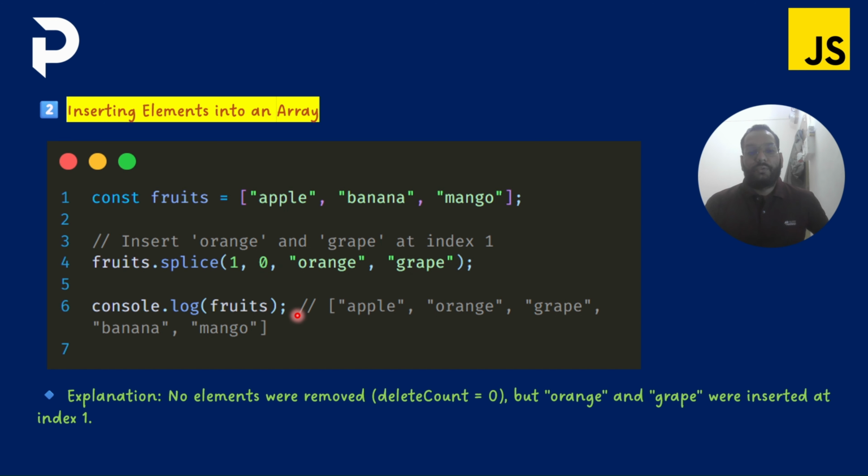from index 1. So in the output, in the fruits variable we have apple, orange, grapes, banana and mango, and you can see that we successfully inserted orange and grapes here. So that's how the splice method works.